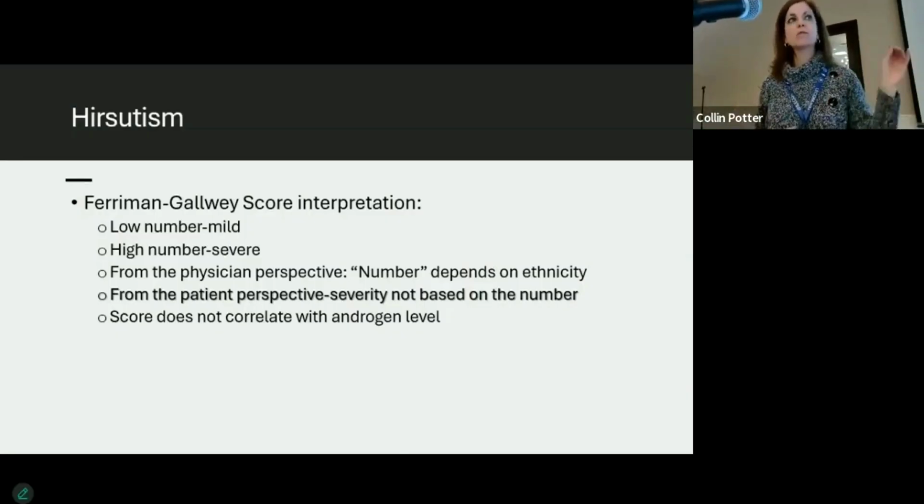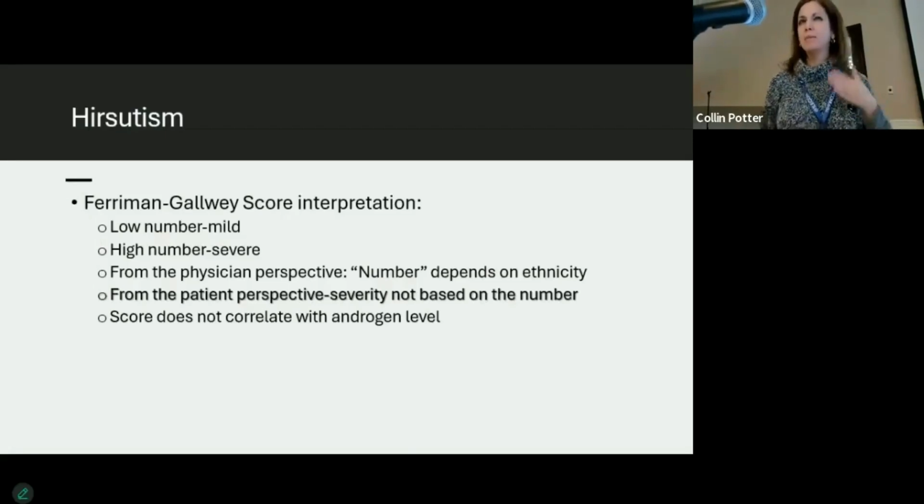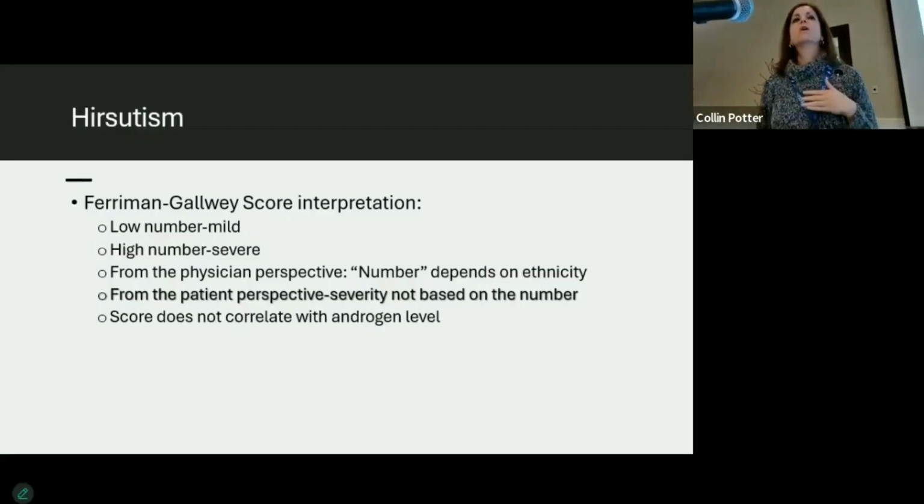And remember that the score does not correlate with the androgen level. So someone can have a higher score but just be very androgen sensitive. So you still want to treat the patient, even if the androgen level is normal.